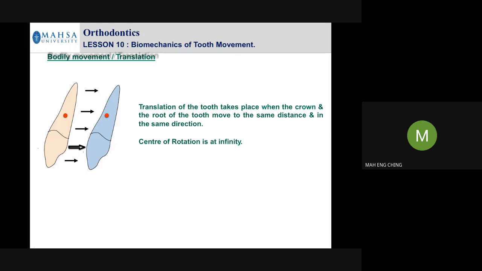Bodily movement or translation. Translation of the tooth takes place when the crown and the root of the tooth move the same distance and in the same direction. So you can see the crown and the root move in the same direction and the same distance. So the center of rotation is at infinity. There's no center of rotation because they are moving in the same direction. If you draw two parallel lines, they never meet each other, so it becomes infinity. That's why we say the center of rotation is infinity or doesn't exist if you have bodily movement or translation. But believe me, in orthodontic movement, a lot of the time we cannot achieve this bodily movement 100%. It never exists. More or less it causes some tipping or rotation.